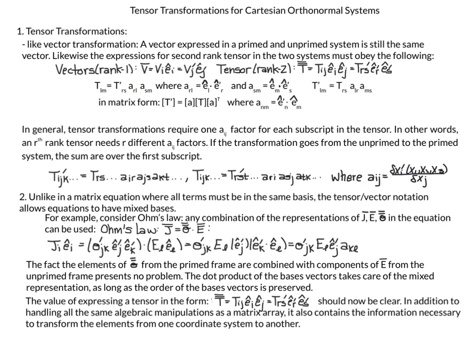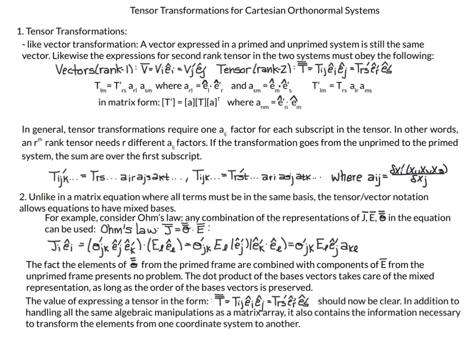So in general, tensor transformations require this transformation matrix factor for each subscript in the tensor. In other words, here you have two subscripts, so you need two versions of A, and an rth rank tensor needs r different factors. We looked at a rank 2 tensor. We used the conductivity tensor to see what the tensor looked like. It was a matrix. Then we saw how to use this transformation equation to find the matrix.